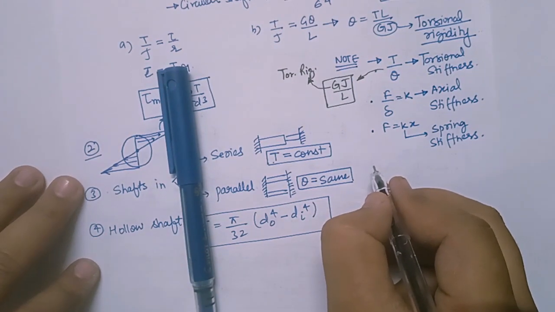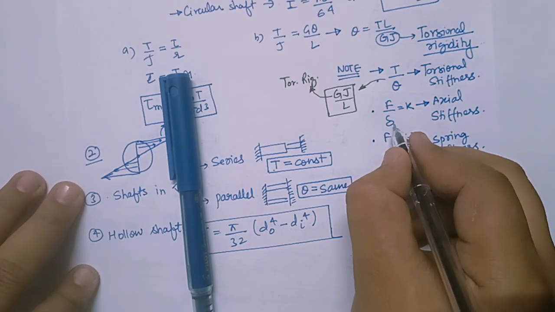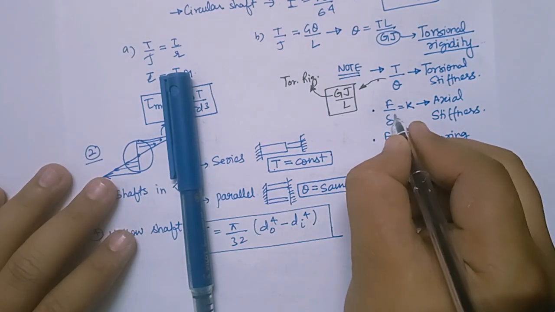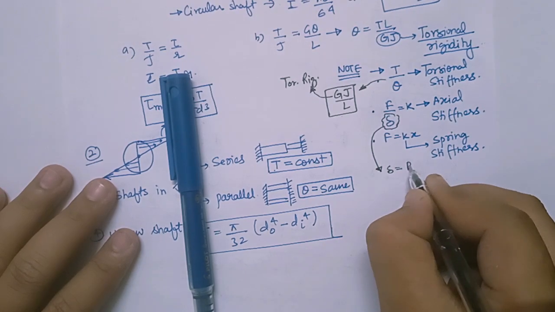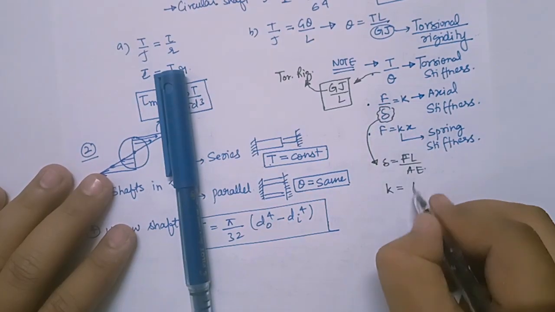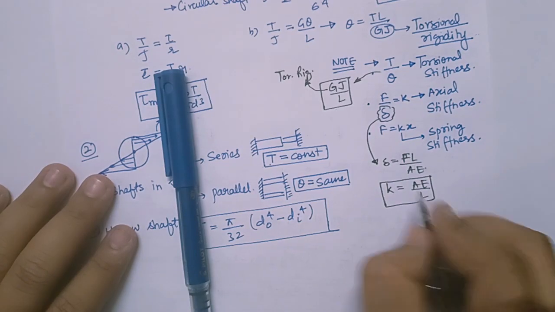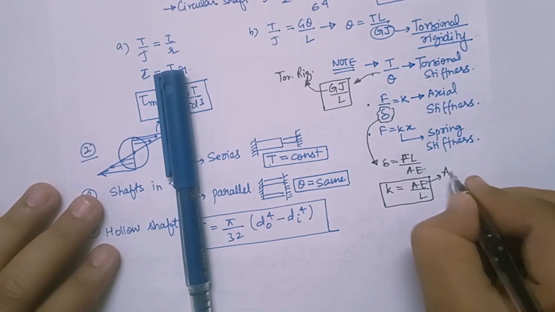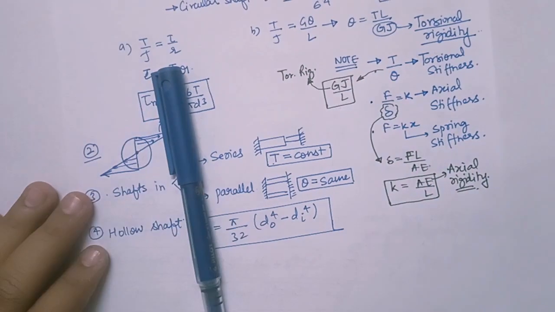Right? And similarly here also, force per unit deflection. If you substitute the value of deformation, what is deformation? FL upon AE. Then you will get axial stiffness as F upon FL by AE, and F gets cancelled out. So AE by L. AE is axial rigidity. Okay, so that was the point. Now let us move forward.